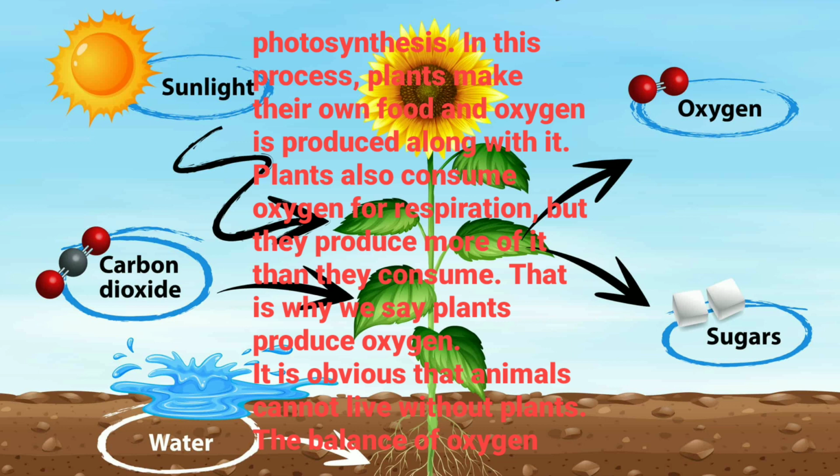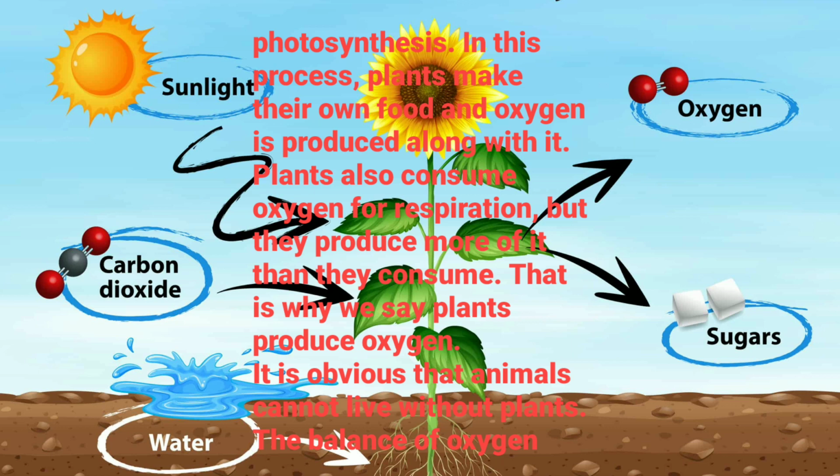How is the oxygen in the atmosphere replaced? We read about photosynthesis. What is photosynthesis? In this process, plants make their own food and oxygen is produced along with it. Plants also consume oxygen for respiration, but they produce more of it than they consume. That is why we say plants produce oxygen.